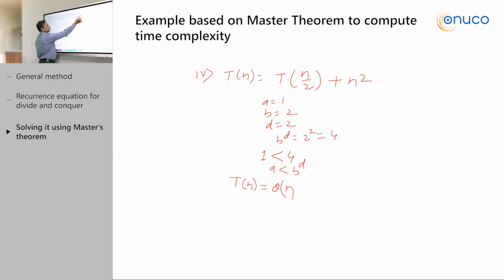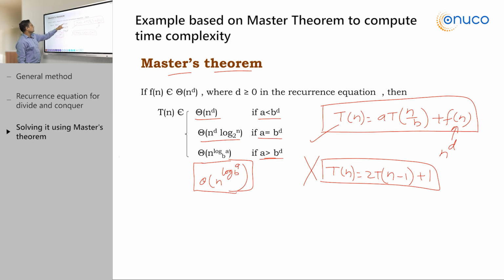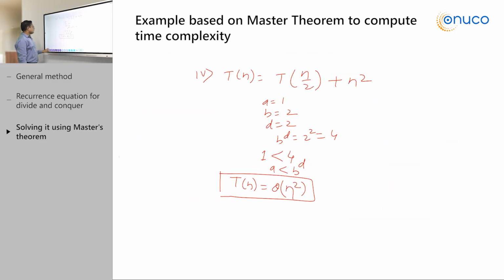N to the power D. What is the value of D, friend? D is 2. So theta of n squared. If A is less than B to the power D, time complexity is theta of n to the power D. Done? So this is how we are going to solve a given problem using Master Theorem.